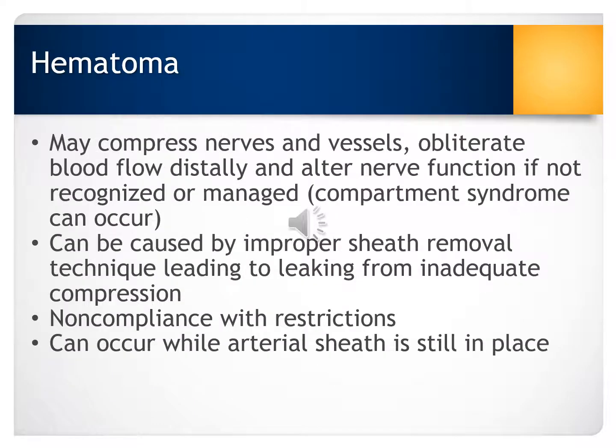Someone who develops a hematoma is at risk for nerve compression and vessel compression, basically because of the enlarged hematoma in that area. Depending on how large it is, it can block blood flow to the lower extremity. It can also impact nerve function, and compartment syndrome is a rare side effect that can occur from hematoma. Hematomas can develop from improper sheath removal. It can also happen from patients being fidgety after the sheath is removed or not following the bed rest restrictions. It can happen though while the sheath is also still in place.